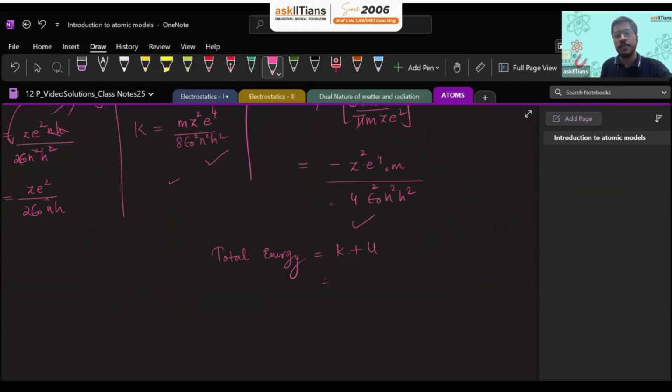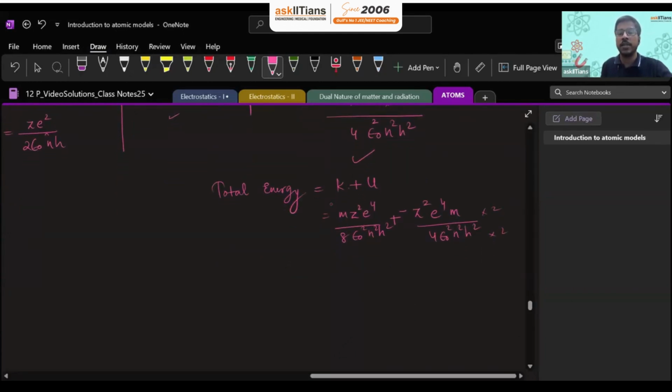This is m z square e raised to 4 by 8 epsilon naught square n square h square minus, actually minus z square e raised to 4 m by 4 epsilon naught square n square h square. So multiplying the 2 over here to make the denominator same, this becomes minus z square minus m z square e raised to 4 by 8 epsilon naught square n square h square. This is the expression for total energy.